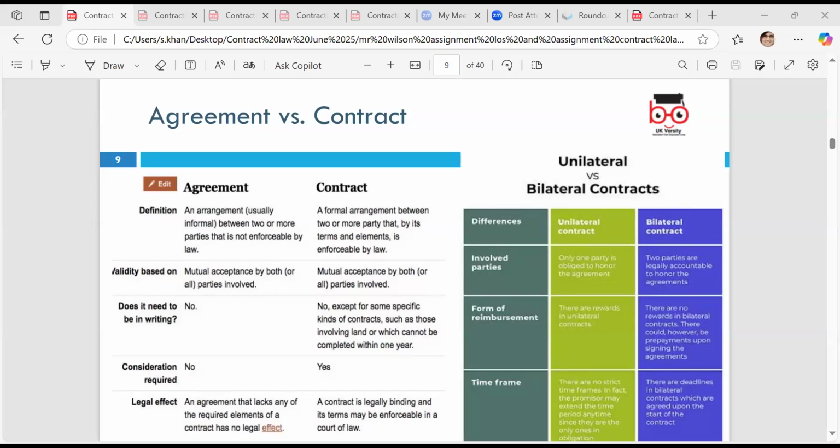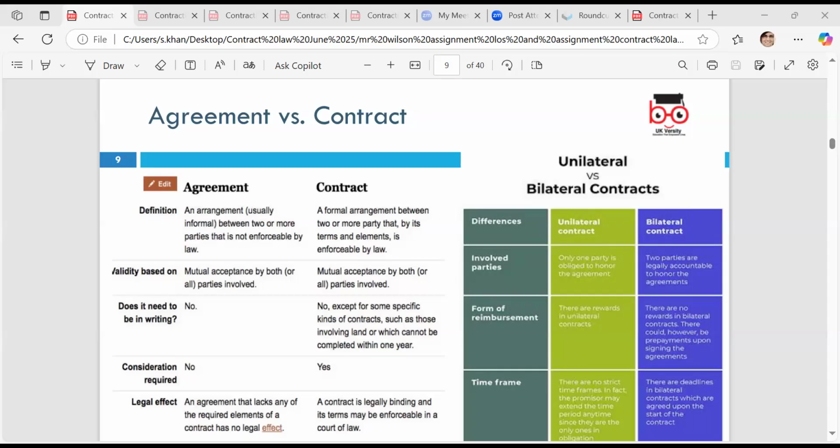And within an agreement, it's not necessarily legally binding, whereas a contract is enforceable in law. So there's a big difference between that.